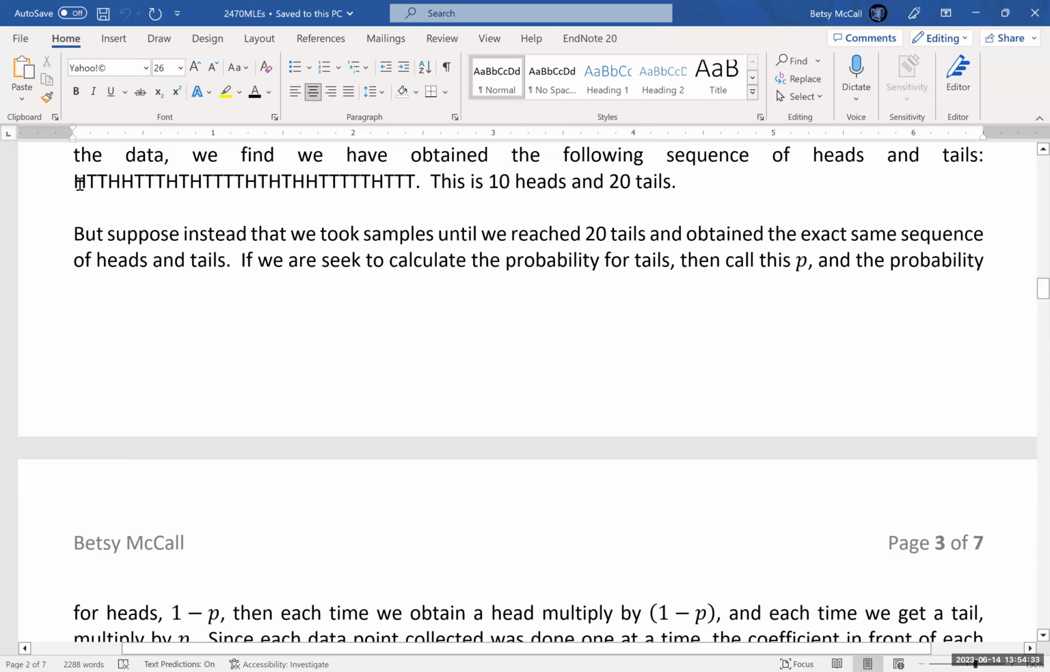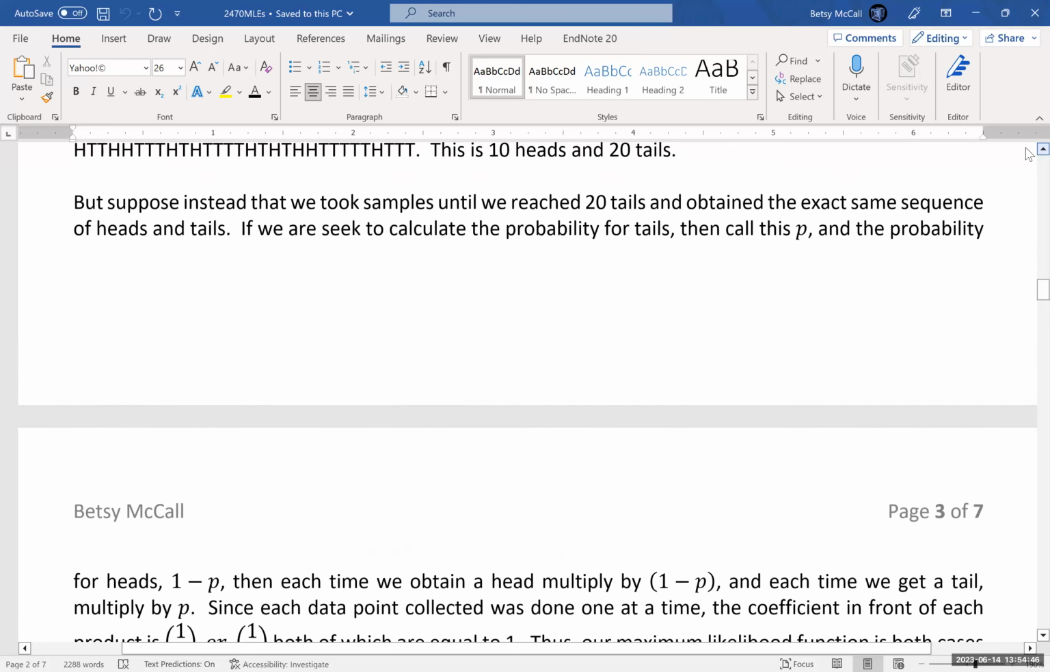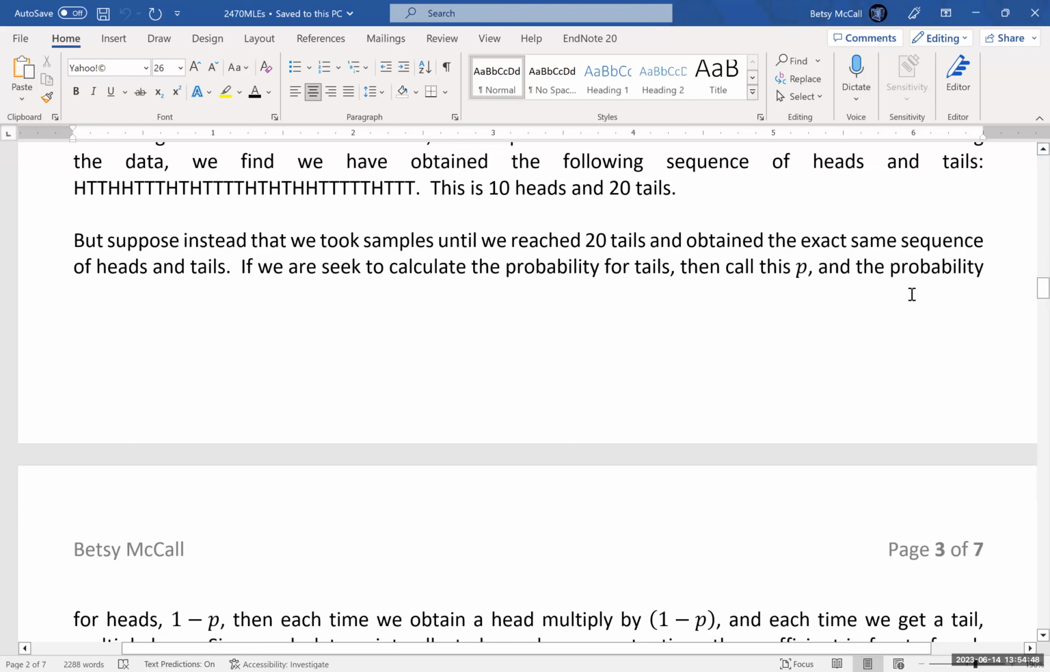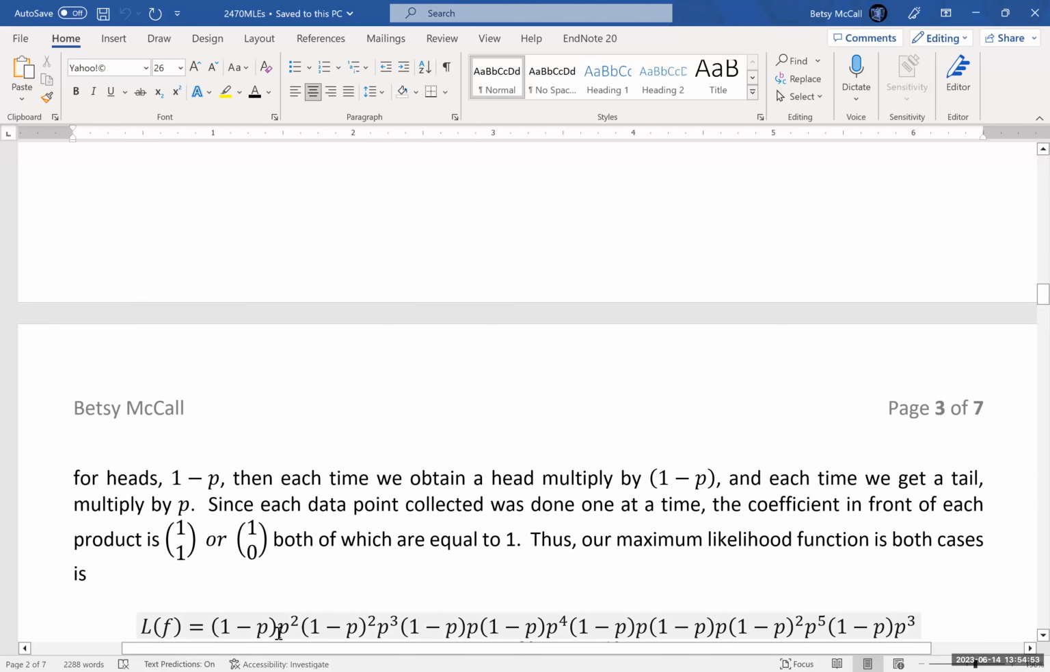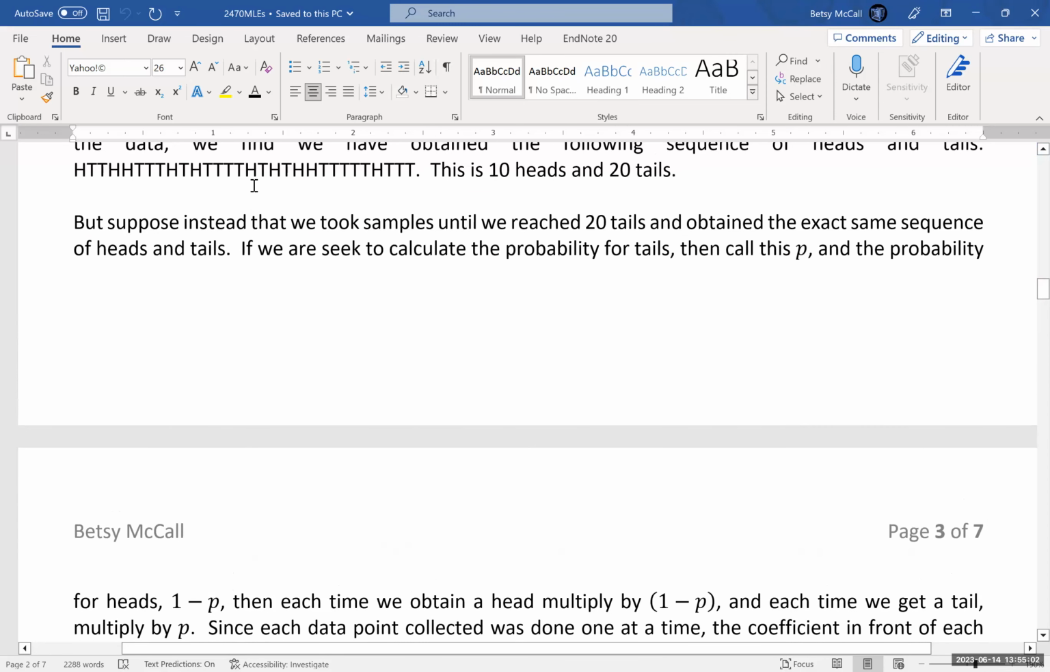But we started out with a head. And so when we set up our string of values, we set up a 1 minus p, since we said that was the probability for heads. There's one copy of that. And then we had 2 tails in a row. And so in our formula, we wrote down probability for tails was p. We had 2 of them, so that's p squared. Again, go back and look at our string. We then had 2 heads and so forth.